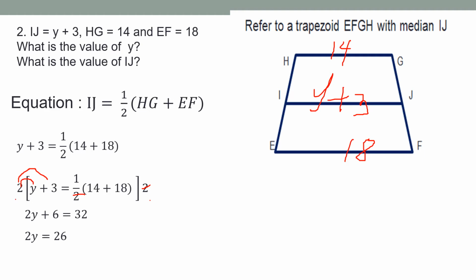By addition property of equality, add both sides of equation by negative 6. So 2y equals 26. So 32 minus 6 is 26. Divide both sides by 2. Y is equal to 13. To find the value of IJ, substitute the value of y to the given expression, which is y plus 3. So y plus 3, 13 plus 3. IJ is equal to 16 units.